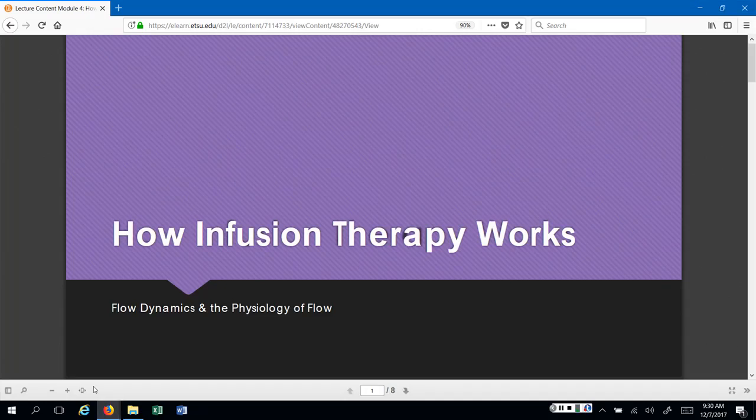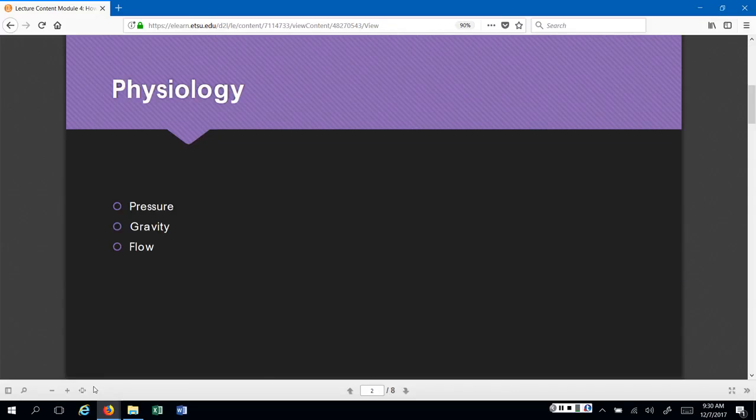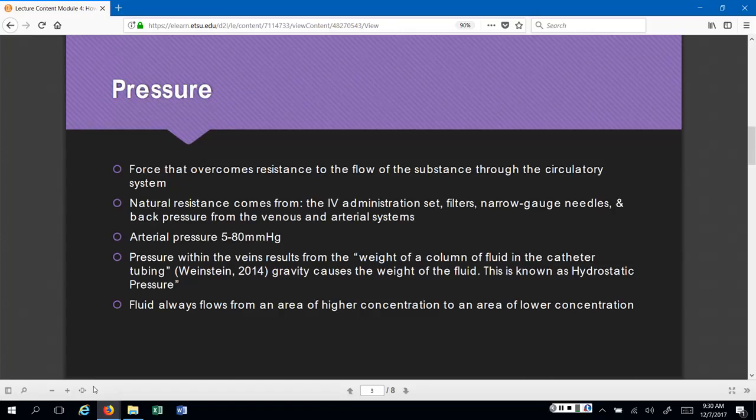Okay, so how infusion therapy works. We're going to take a look at flow dynamics and the physiology of flow very briefly. The physiology behind infusion therapy involves pressure, gravity, and flow. By pressure, we mean a force that overcomes resistance to the flow of the substance through the circulatory system.